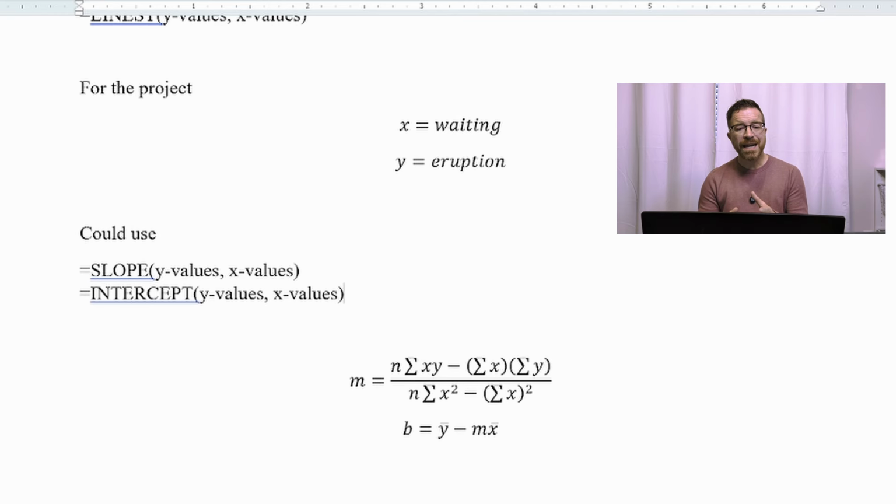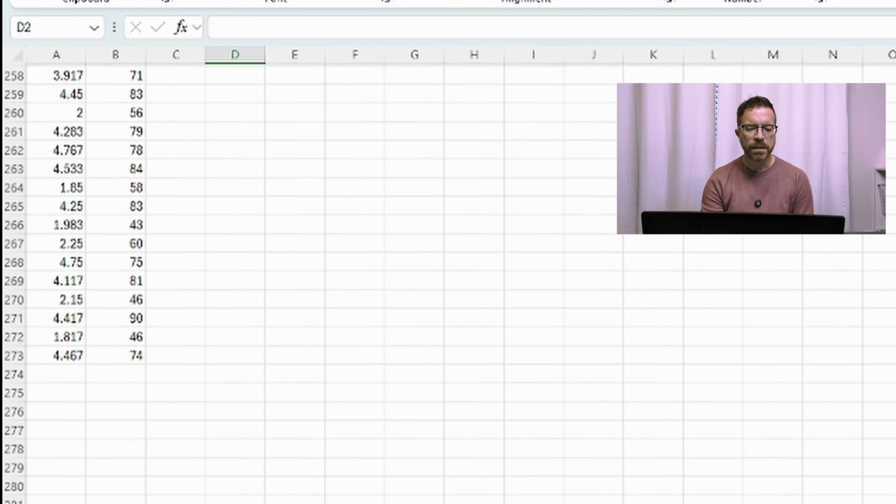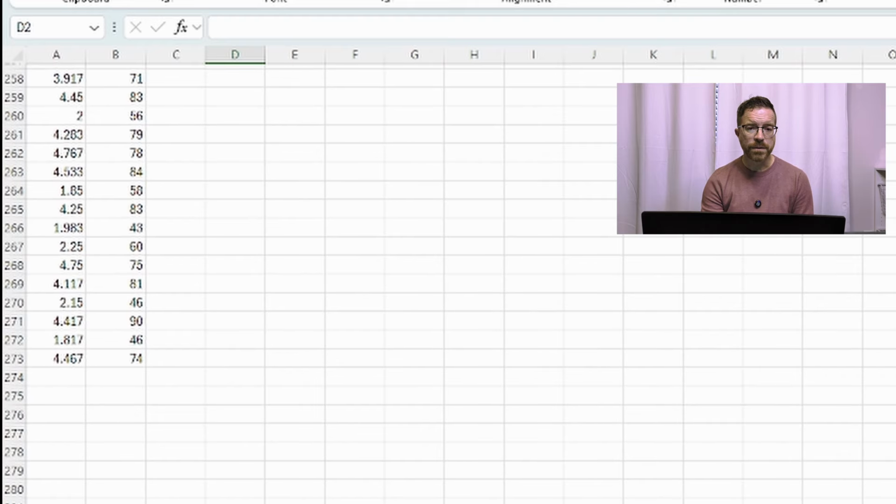So if we were to do this by hand, well, if we look at our Old Faithful data set, you'll see that we have 272 different values. So we have 272 different data points, which means that if we were to do this by hand, this would be tremendously tedious to do. So how can we do this in the easiest way possible?